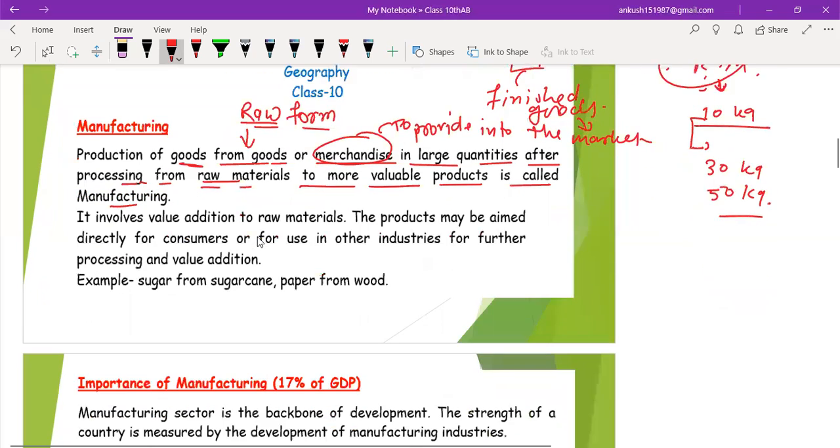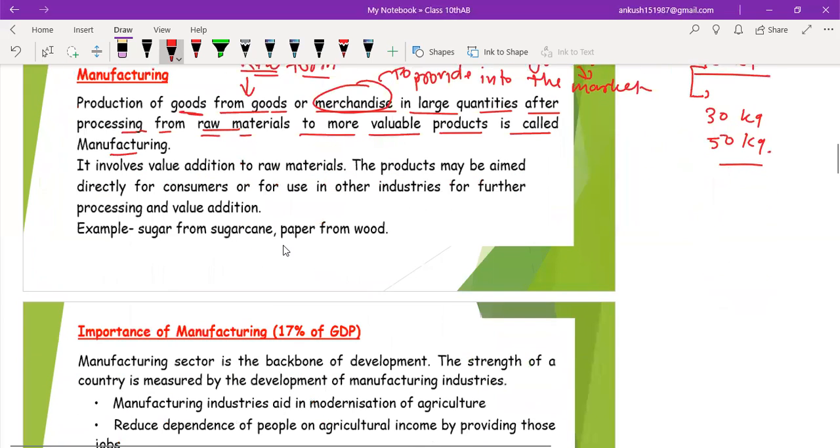Have you got the point? Yes, sir. Is there any doubt till now? What is manufacturing over there? No, sir, no doubt. Okay.